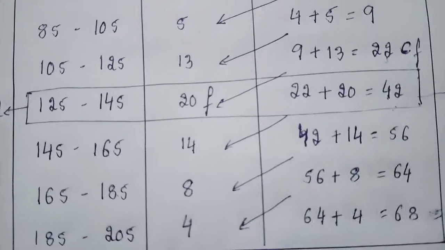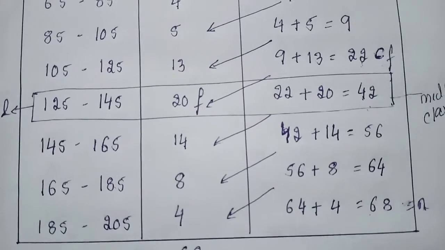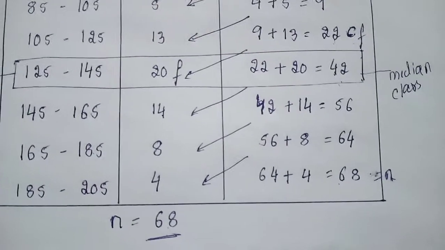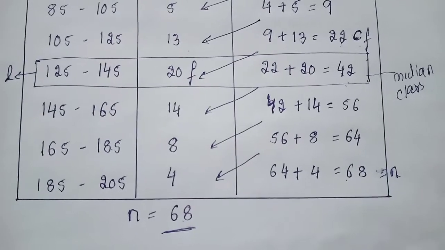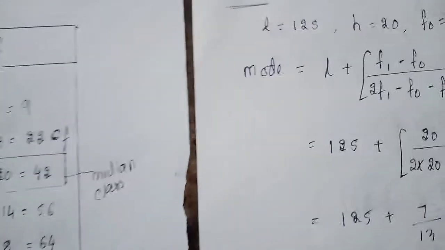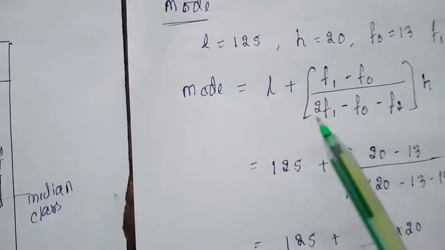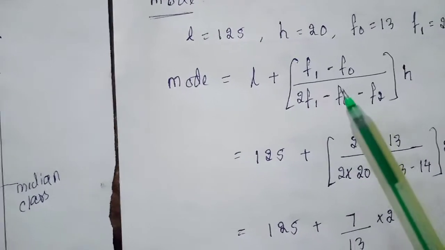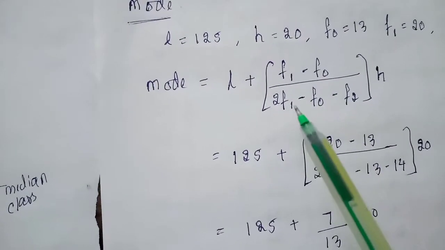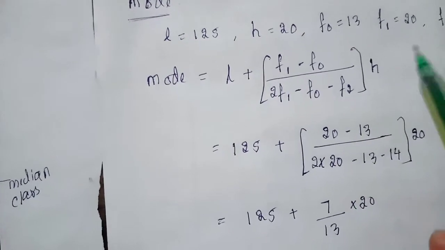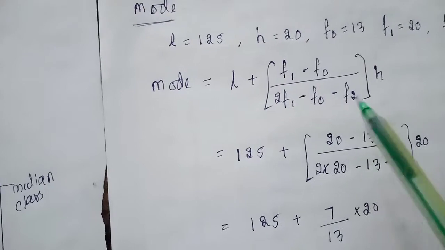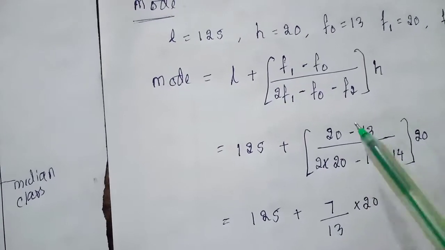Now we completed the median. But in this question, they asked all three central tendencies, that is mean, median and mode. So we found the median. Now let us find the mode. So already you know the formula of mode. Mode equals L plus F1 minus F0 divided by 2F1 minus F0 minus F2, into H. To find all these values, I should find the modal class.